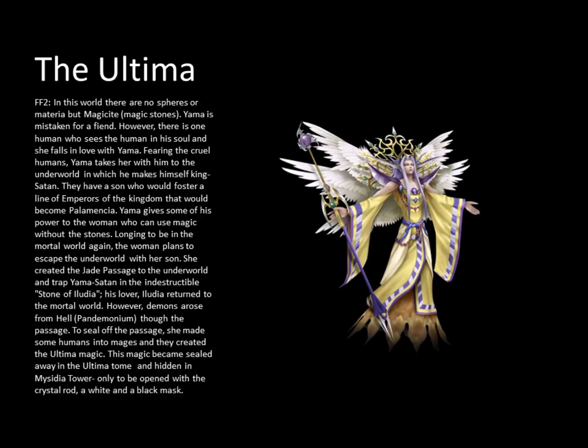However, demons arose from hell, or Pandemonium, through the passage. Ending the passage, she made some humans into mages, and they created Ultima magic. This magic became sealed away in the Ultima Tome and hidden in Mysidia Tower, only to be opened when the crystal rod, a white mask, and a black mask are reunited.